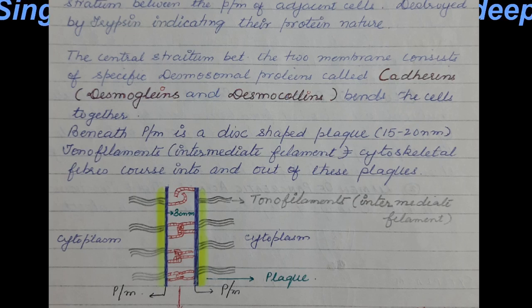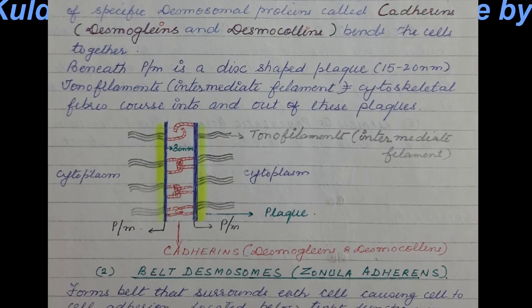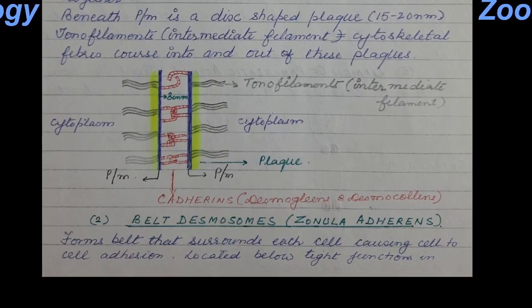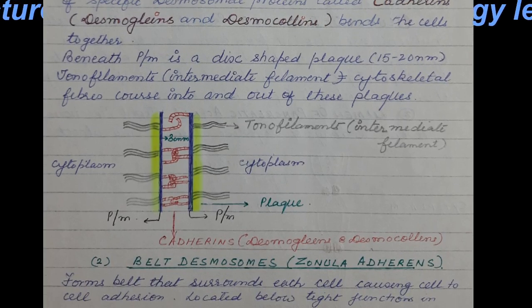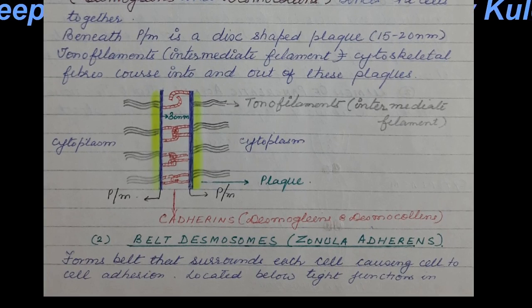On both sides there is the cytoplasm of cell 1 and cell 2, the plasma membrane of the two cells, and in between the two cells you can see the cadherins, which are the spot desmosomes, maculae adherens. You can see it in the diagram. They are just holding the two cells together but cannot prevent the lateral passage of solute molecules.